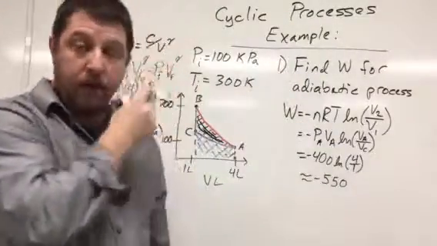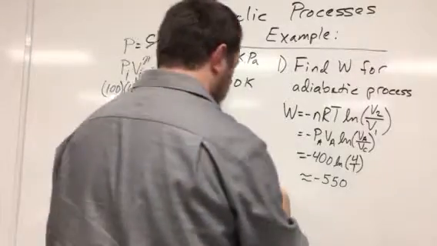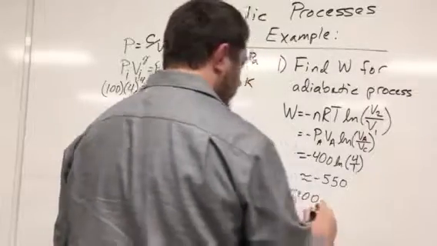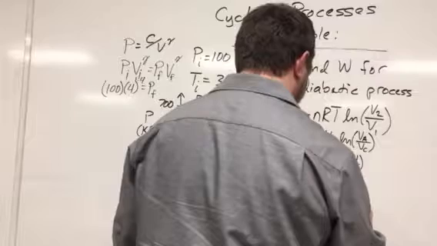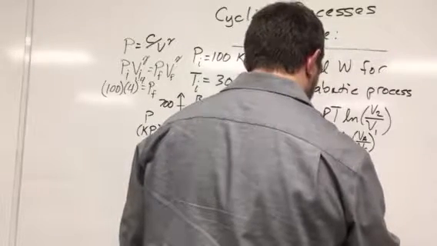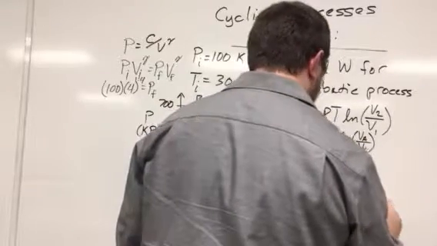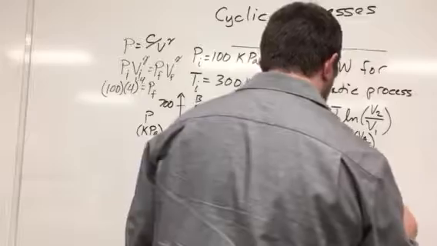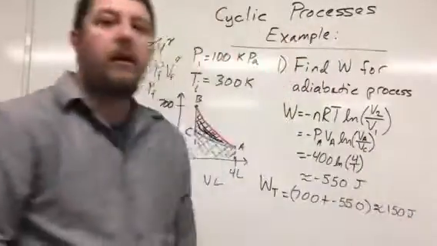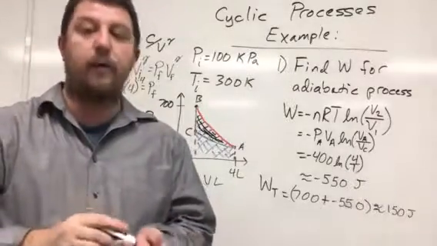So the net work done on the gas is going to be equal to 700 plus the negative 550. And this is, of course, all in joules. So approximately 150 joules of work was done on the gas, net, over the course of this entire cycle.